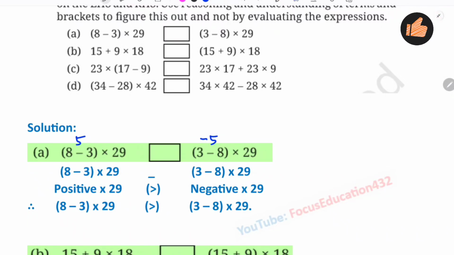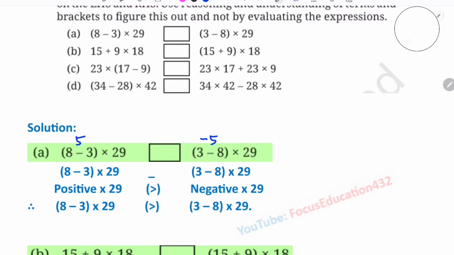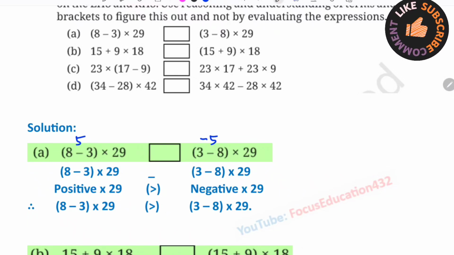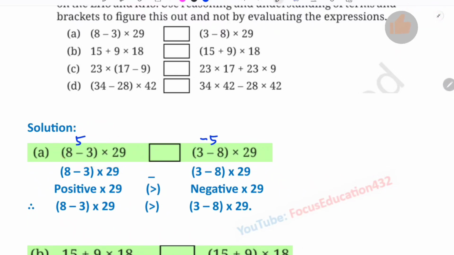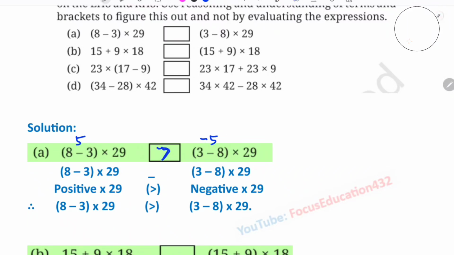So on the right side, when you multiply minus 5 by 29, you will get a negative number, whereas on the left side, 5 multiplied with 29, you get a positive number. So naturally the positive number is greater than the negative number. So without calculation, you write this greater than sign.